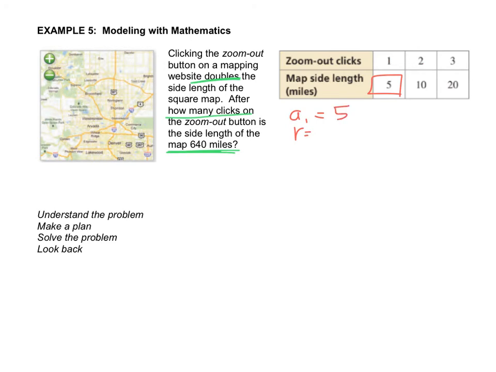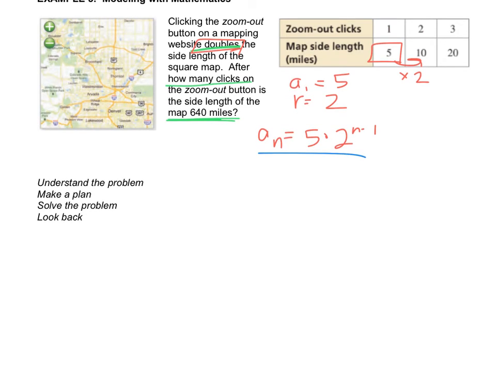And then the ratio you could either get from the chart, it's multiplied by 2, or you can recognize in the story they told us that it doubles. So my formula is a sub n equals 5 times 2 to the n minus 1. So that's my formula, but that's not the answer because they want to know how many clicks it's going to take me. So what I will do is plug in 640 for a sub n, because that's like the final answer. I want to know what position in the sequence 640 will be.